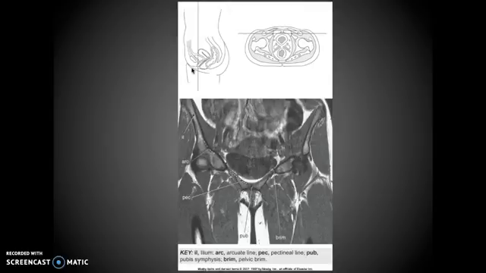Now we're going to take a look at some images. This is a coronal MRI T1. So this is the pelvic brim. So we're going to look at the pelvic brim, and we're going to concentrate in on the pectineal line and the arcuate line.